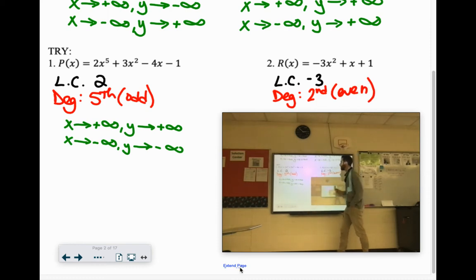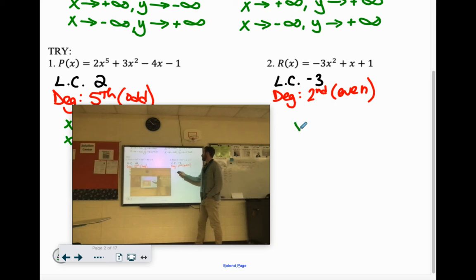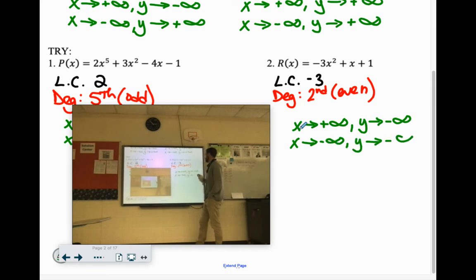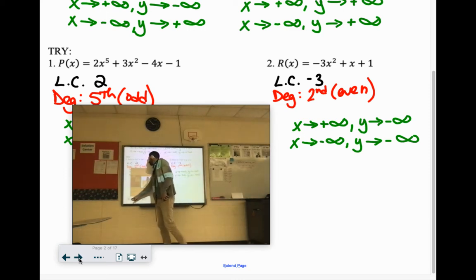This one's flipped upside down because it's a negative lead coefficient. So as x approaches positive infinity, remember this is upside down. Remember, on even degrees, the y's are going to be doing the same thing. So they're either both going to be positive infinity or negative infinity.